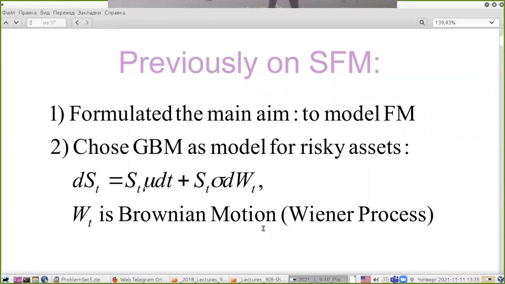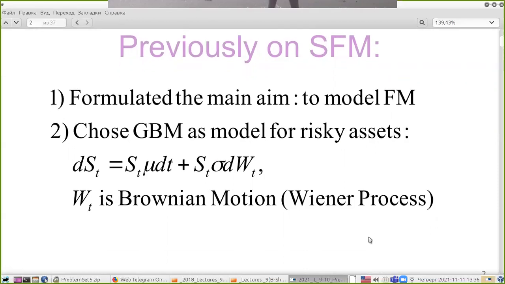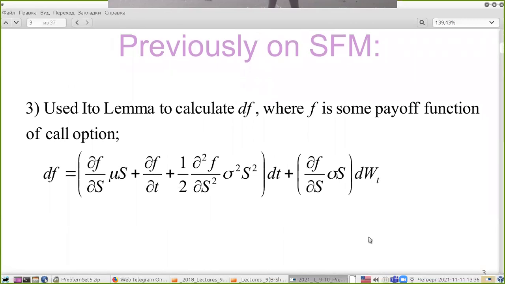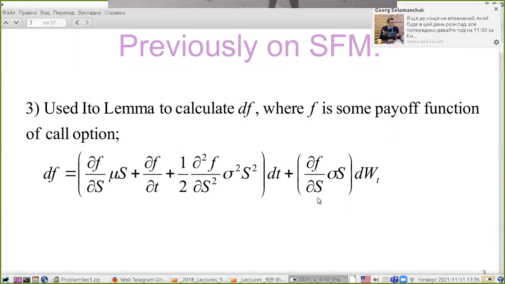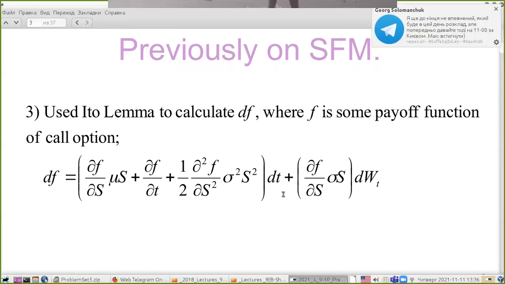And we can denote it as W, B, or Z, because B is for Brownian motion, W is for Wiener process, and Z you can choose. After that, we used Ito's lemma to calculate the differential of f, where f is some value function of the option. So you see on this slide how we apply Ito's lemma to geometrical Brownian motion.